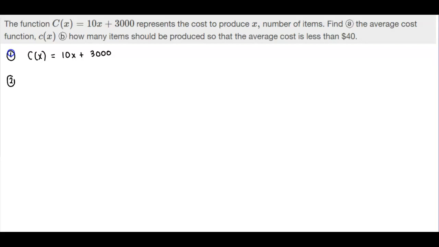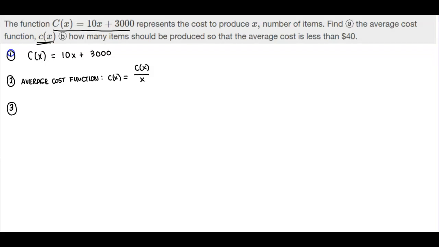And then the average cost function is the following. We would say that the average cost function, which is the lowercase c(x), is equal to the big C(x), which is the cost function, divided by x, since that is the average cost function. So in order to find the average cost function, we divide the cost function by x.